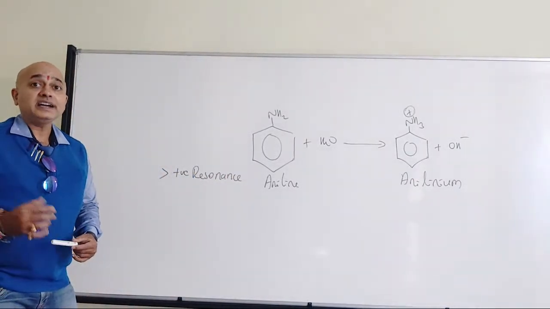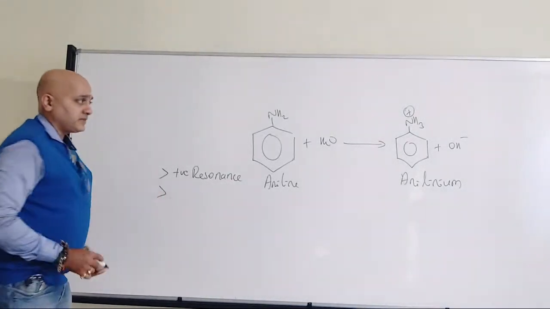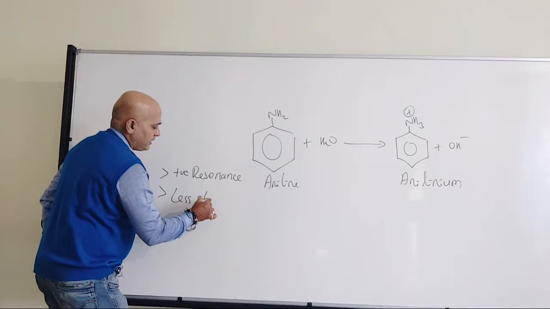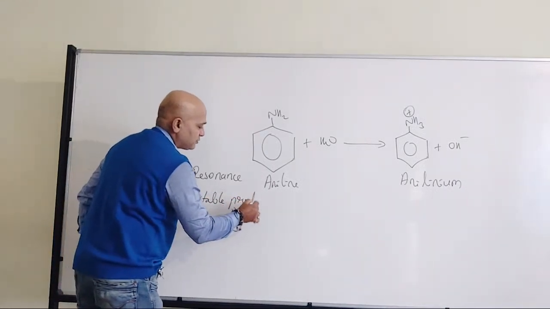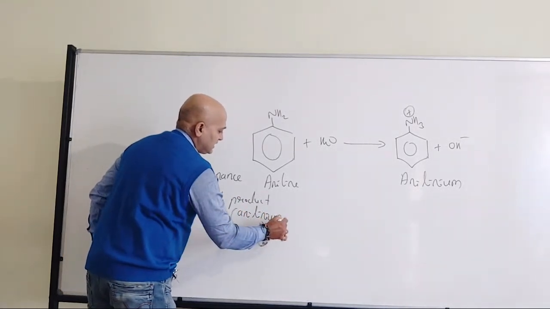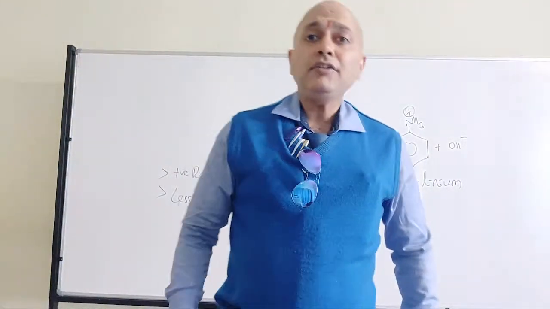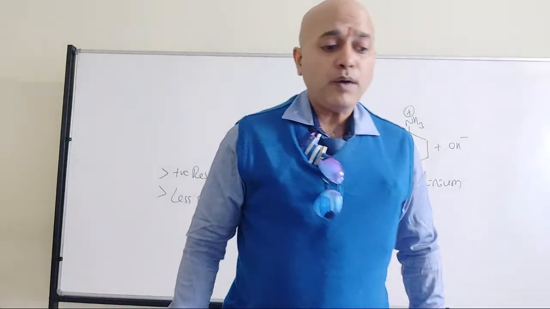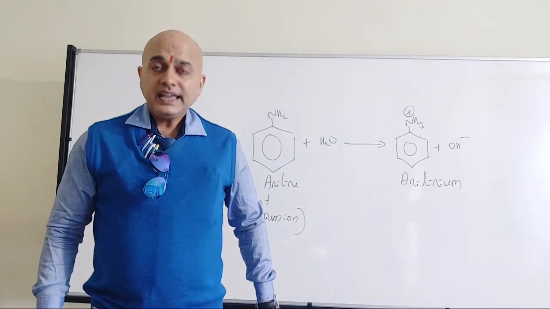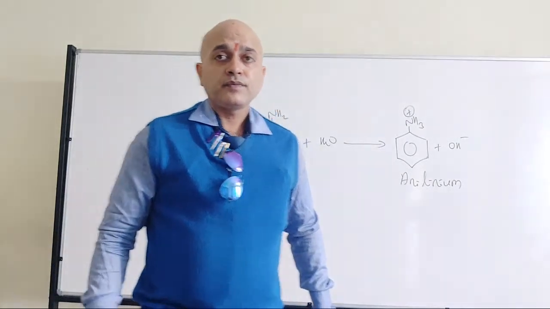First point. Why aniline is less Lewis base compared to other amines. Second one is due to less stability of the product. Less stable product. Which is that one? That one is anilinium. That is anilinium ion. So due to these 2 points, aniline will be having least Lewis base character among the amines. All of you have understood? Any doubts?